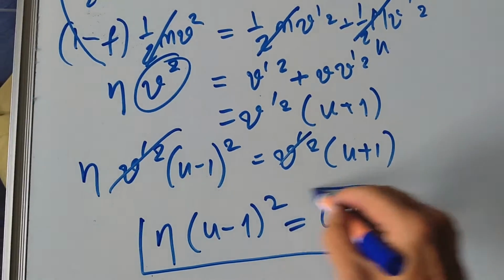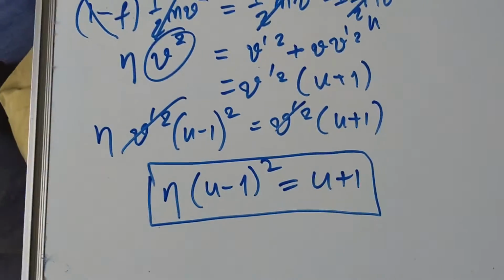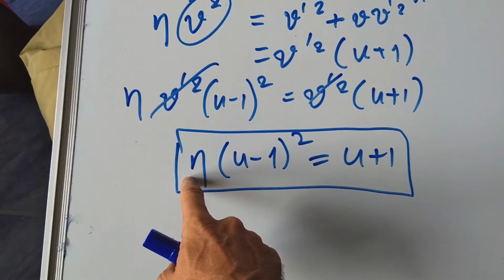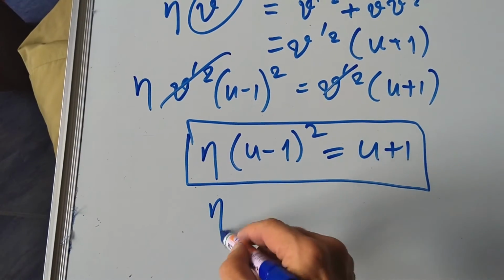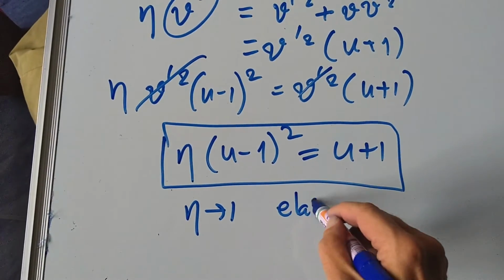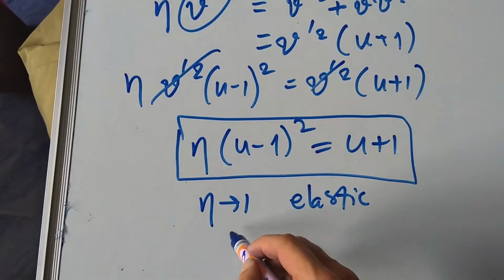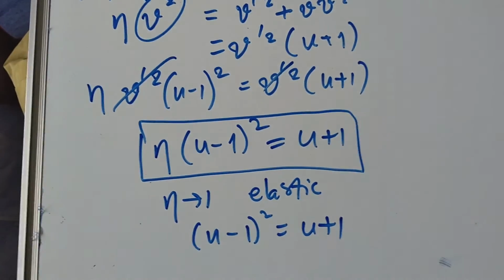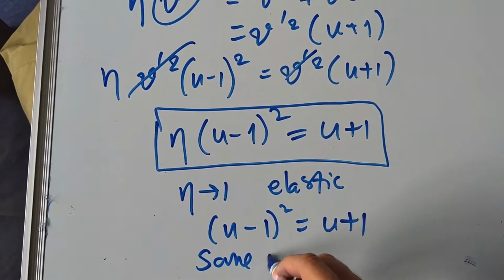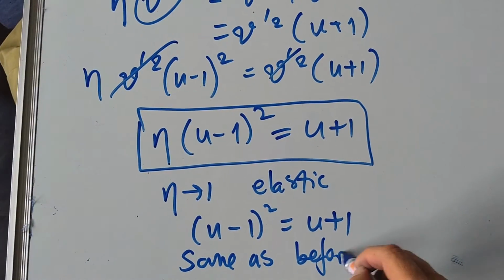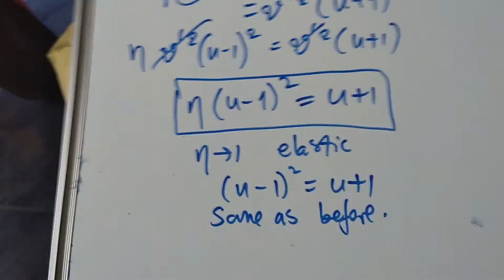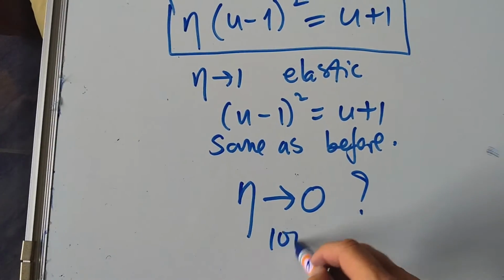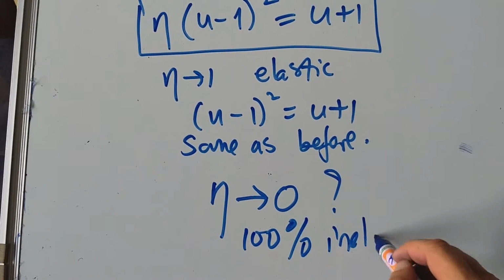Very beautiful. Isn't that nice? It is the same as the equation we got last time, except I have eta in front. And if eta is 1, it's elastic, and I get the same equation as last time. Same as before. Okay, that's interesting. Now, what happens if eta goes to 0? So the collision is 100% inelastic.